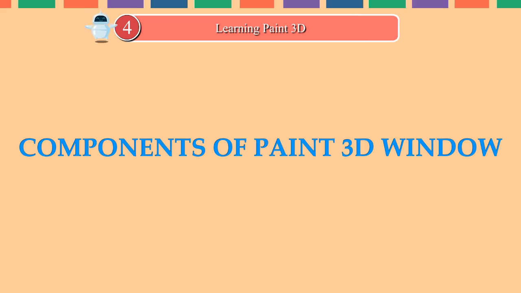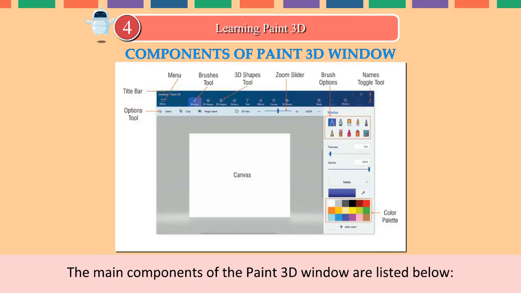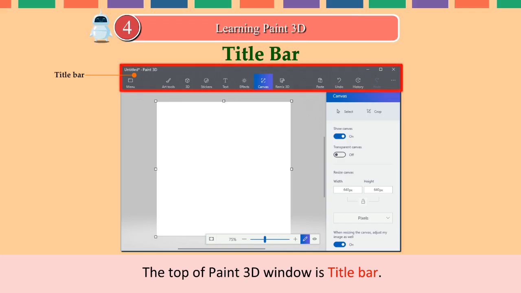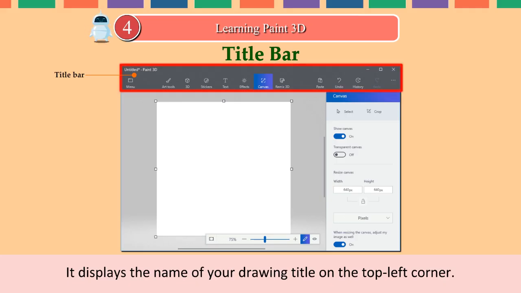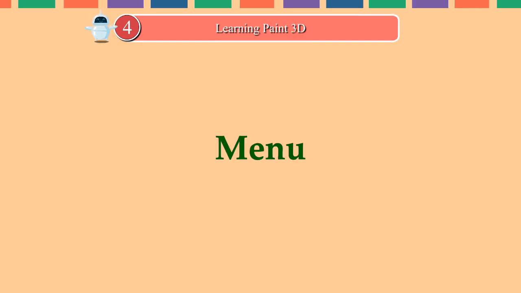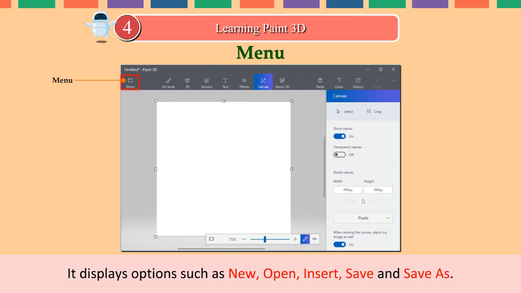Components of Paint 3D window. The main components of the Paint 3D window are listed below. Title bar. The top of Paint 3D window is title bar. It displays the name of your drawing title on the top left corner. On the top right corner, there are 3 buttons: minimize, maximize and close button. Menu. It displays options such as New, Open, Insert, Save and Save As.